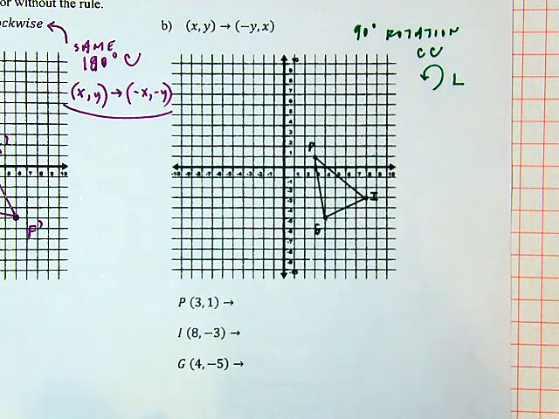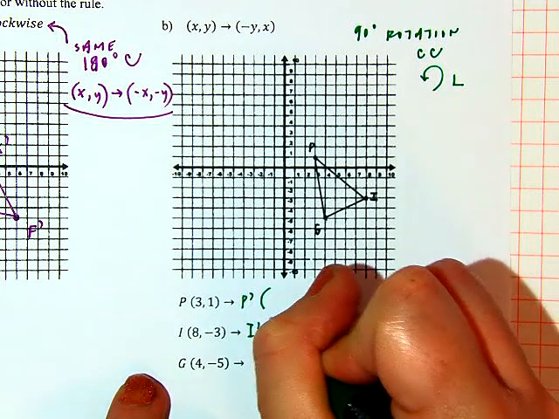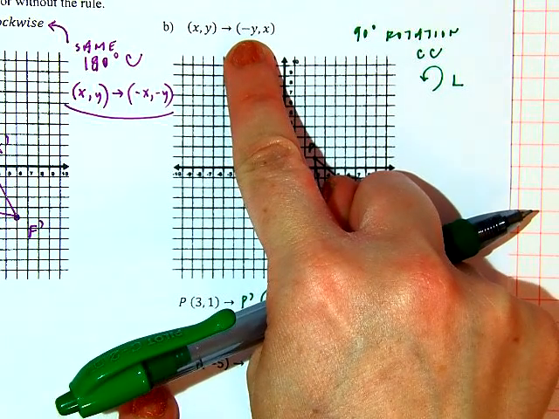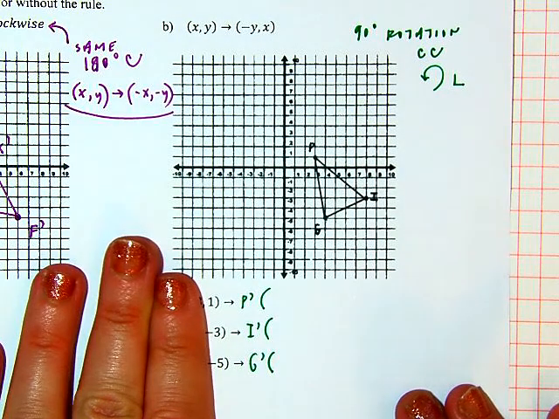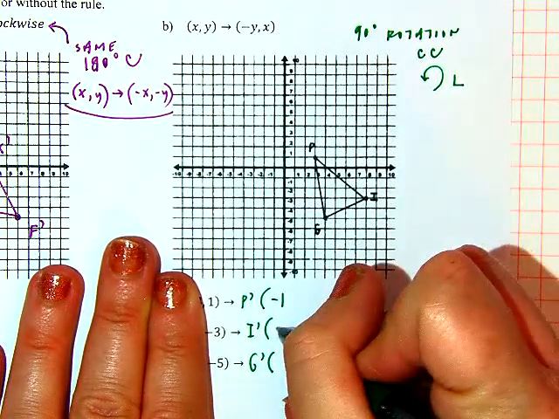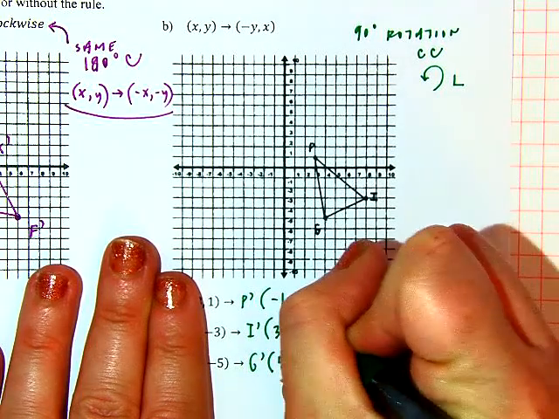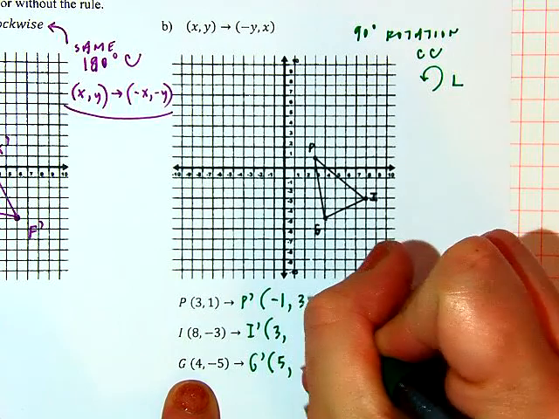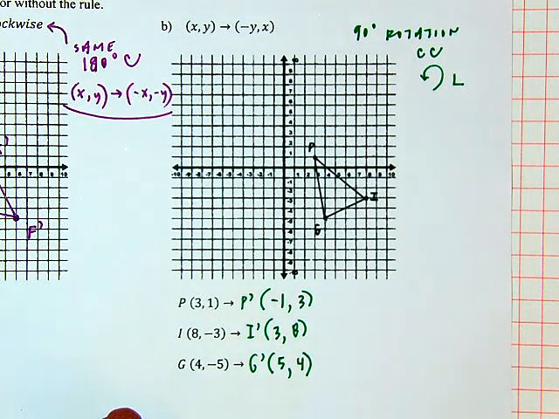So everything is veering to the left. All right, so let's say that I'm applying the rule. So my P prime, I'm going to want the I prime and the G prime too. So what's happening? The Y's are going first and they're switching their sign. So I'm going to block out all those X's and look at those Y's for a moment. So 1 goes to negative 1, negative 3 goes to positive 3, negative 5 goes to positive 5. Okay, and then all of the X coordinates just go next. 3, 8, 4.